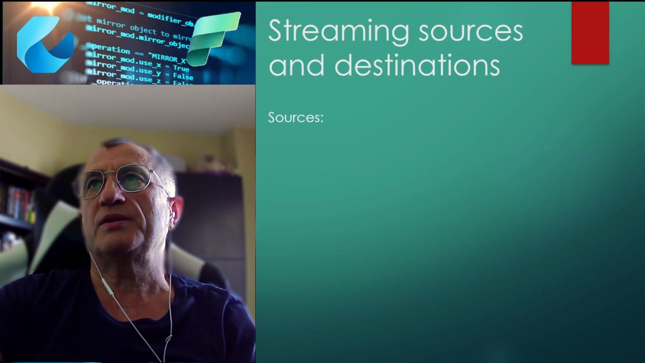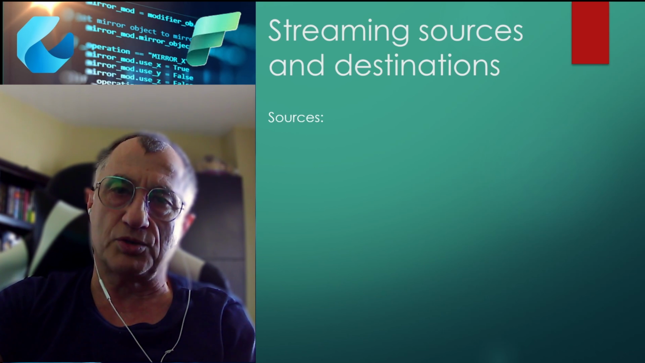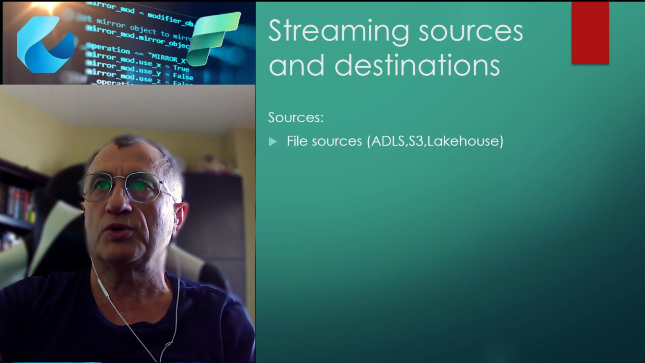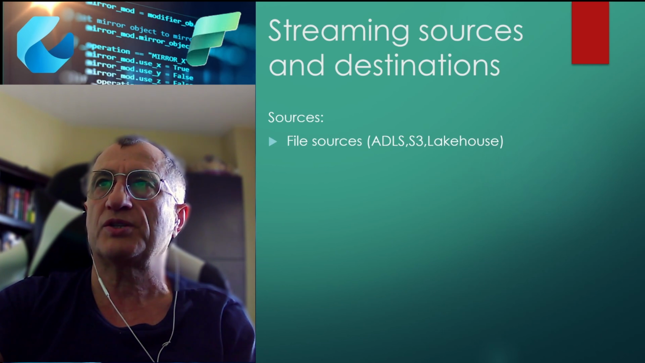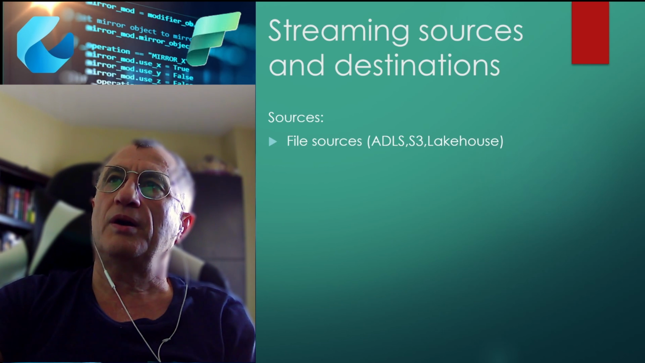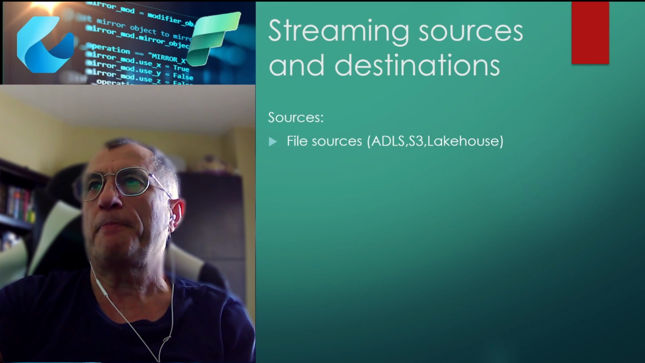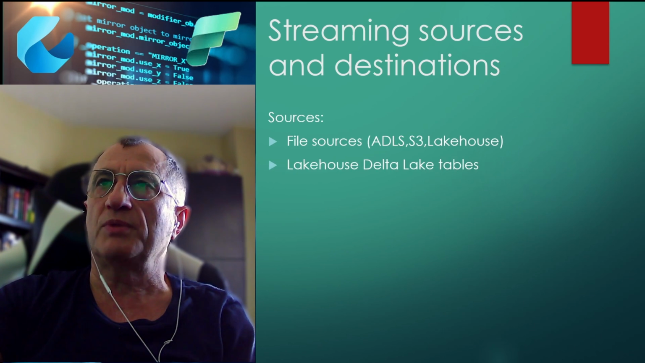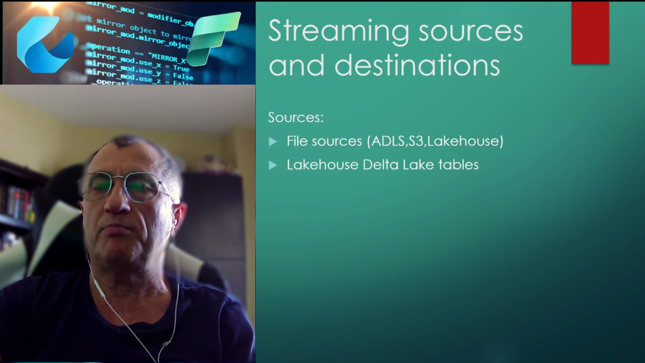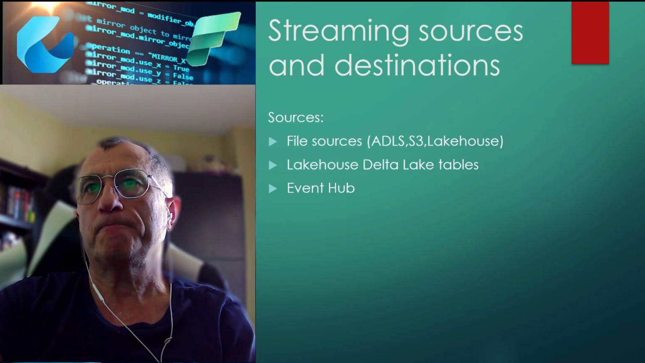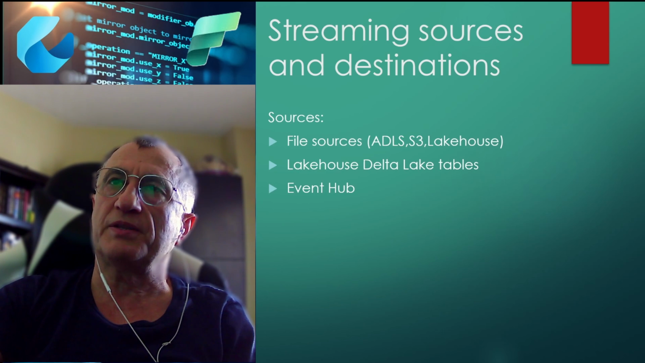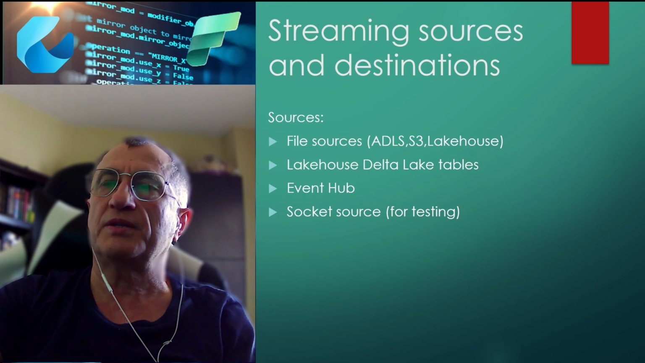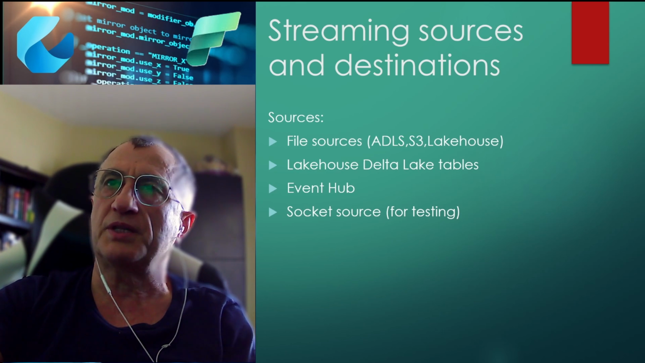Let's talk about sources and destinations for Spark streaming in Microsoft Fabric. Spark streaming can read from various file sources like Azure Data Lake Storage Gen2, AWS S3 storage, or Lakehouse. It can also read from Lakehouse Delta Lake tables that are part of your OneLake hub. And then it can read from Azure Event Hub. There are a few other data sources that are mostly for testing and development purposes.